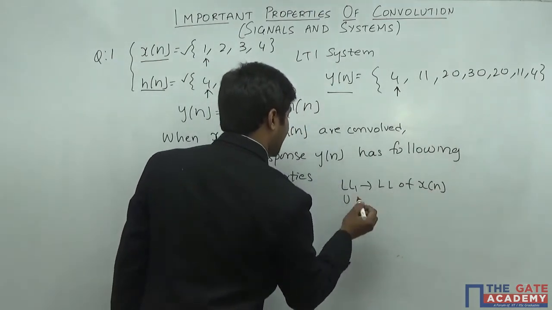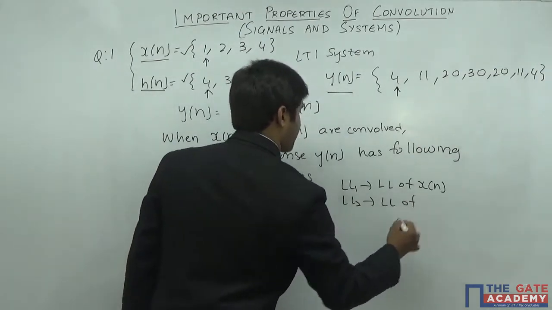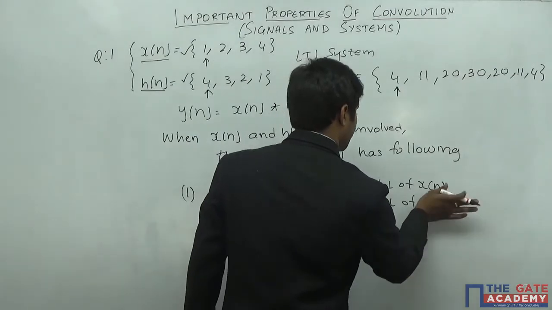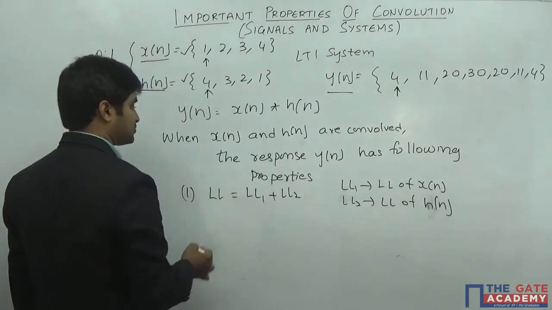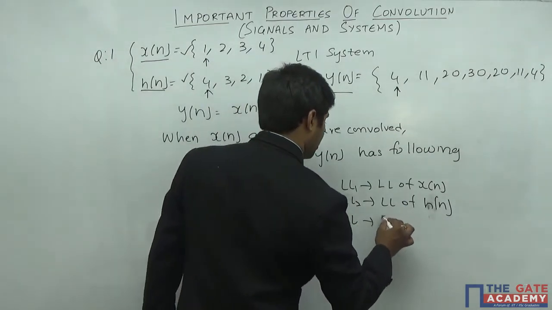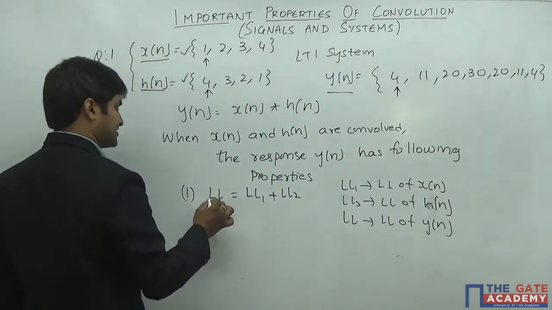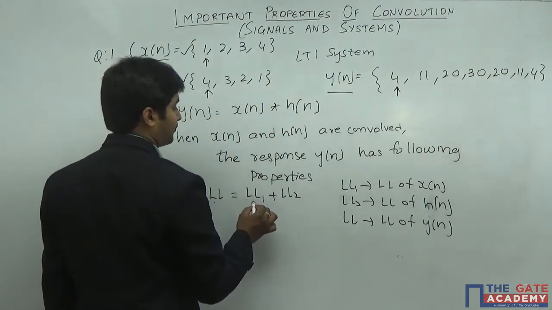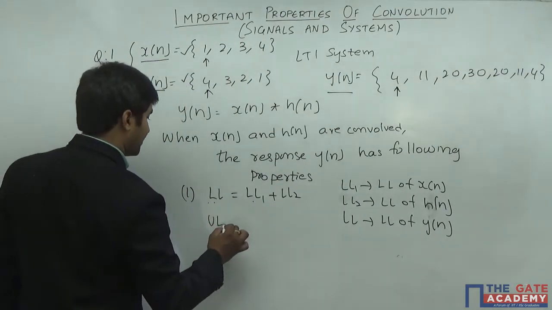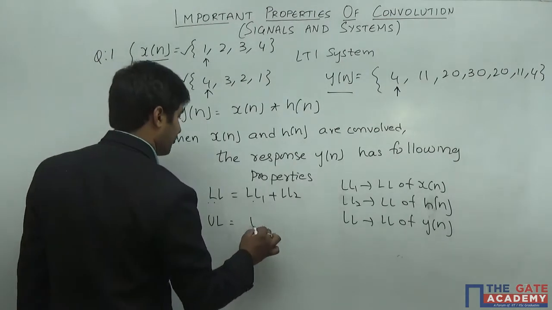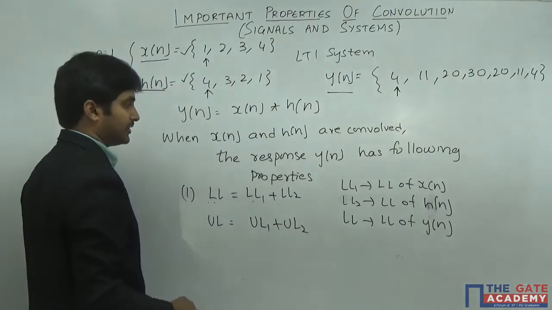And LL2 is going to be the lower limit of h of n, and LL is going to be the lower limit of y of n. So the lower limit of y of n will be equal to the lower limit of x of n plus the lower limit of h of n. And similarly, the upper limit of y of n will be equal to the upper limit of x of n plus the upper limit of h of n.